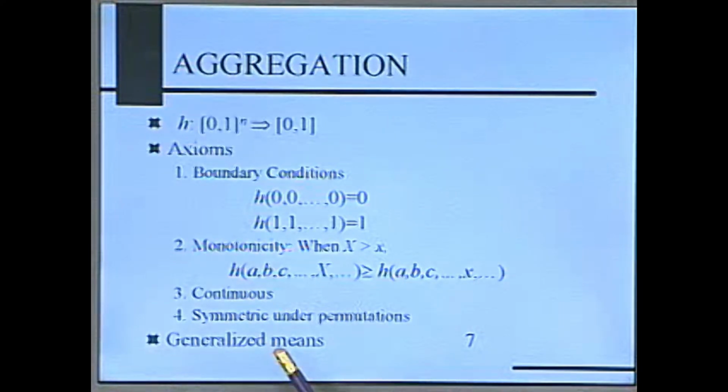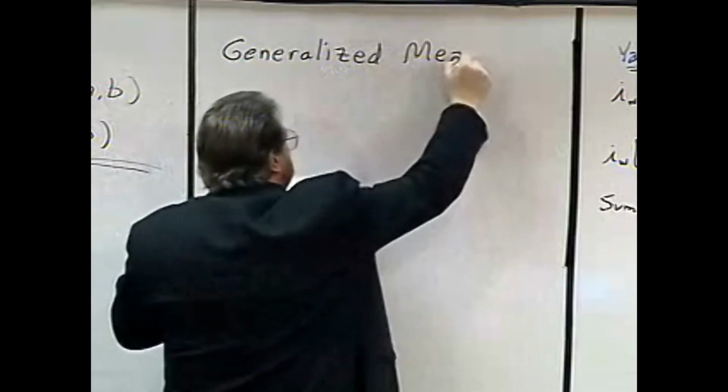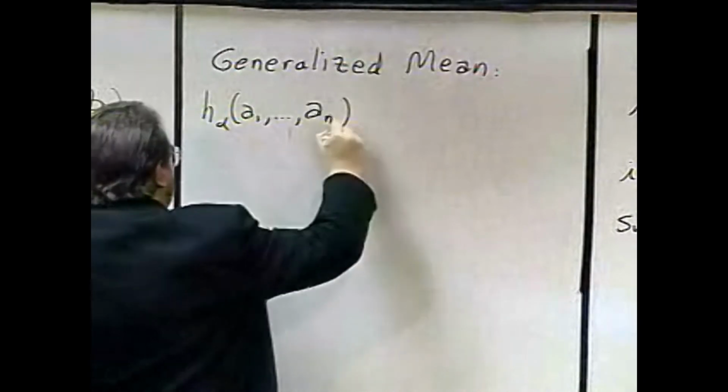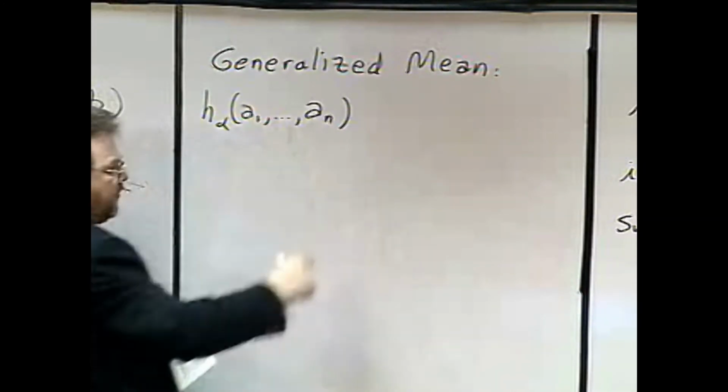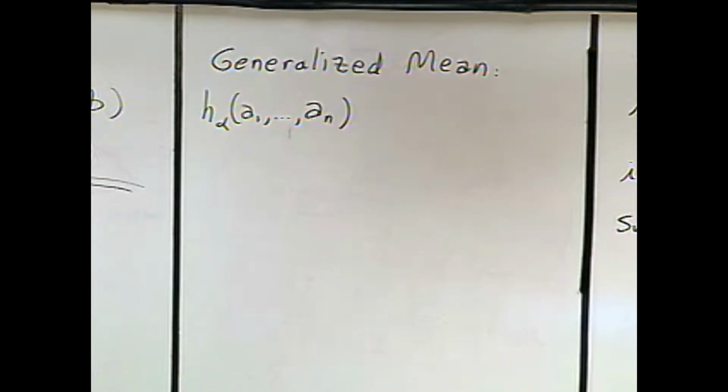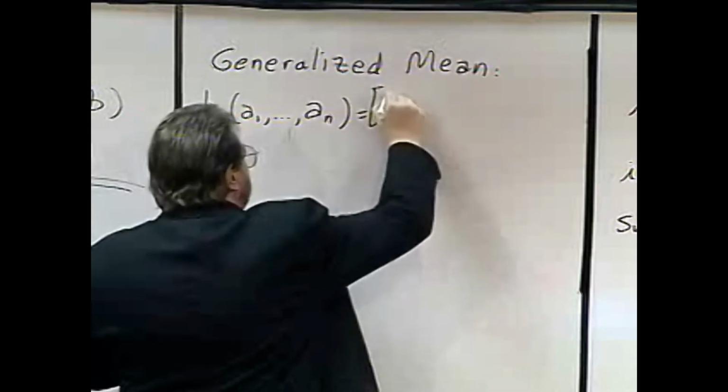Now, there's a very nice general aggregation called the generalized mean, which we will talk about. This is an aggregation operator parameterized by a parameter alpha of a1 through a sub n, where a1 through a sub n all lie in the interval of 0 to 1. So you can think of them as fuzzy membership functions. And the generalized aggregation is this.